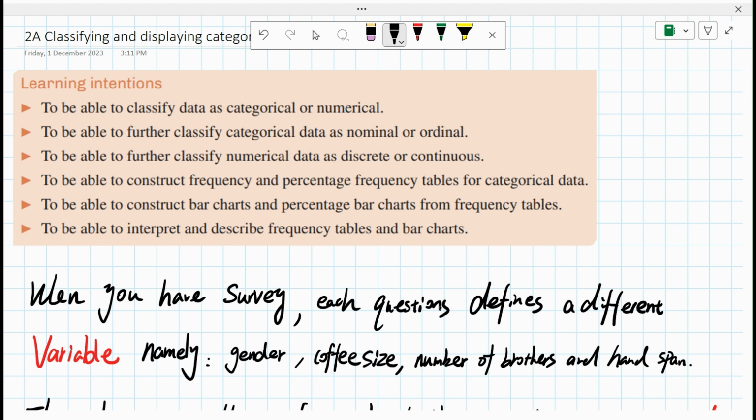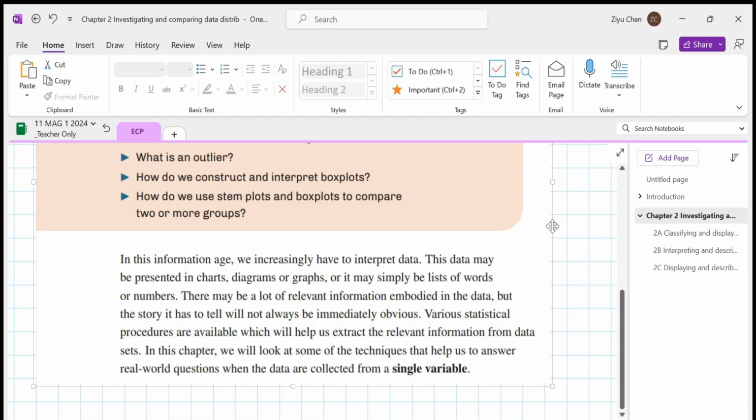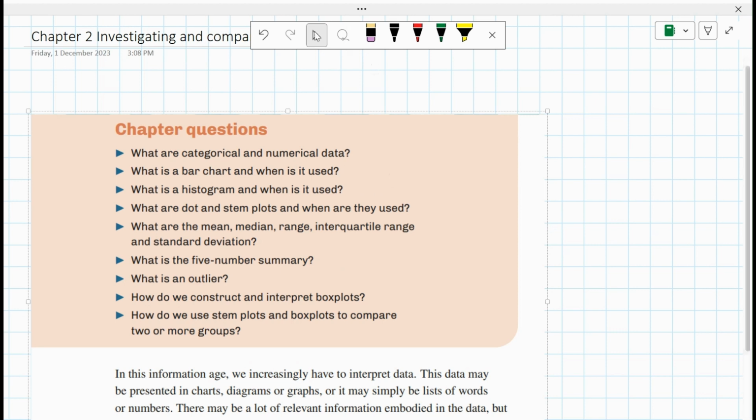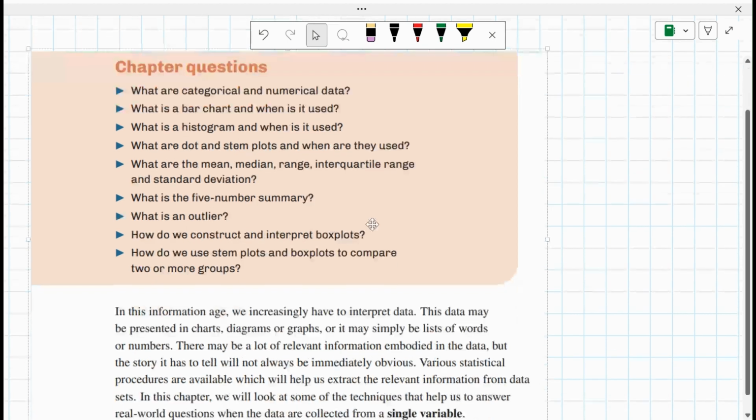Today we're going to start Chapter 2, which is about data and investigating data distributions, and also comparing data distributions. The chapter covers categorical and numerical data, and then how to do a bar chart and histogram, also mean, median, range, IQR, and standard deviation, and so on. Five number summaries. Basically, the whole chapter relates to data distributions.